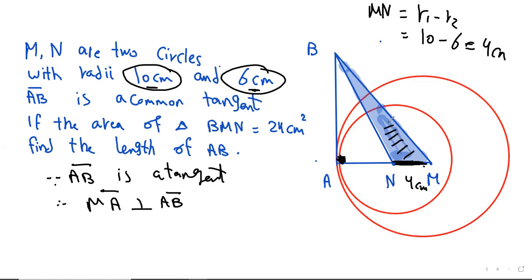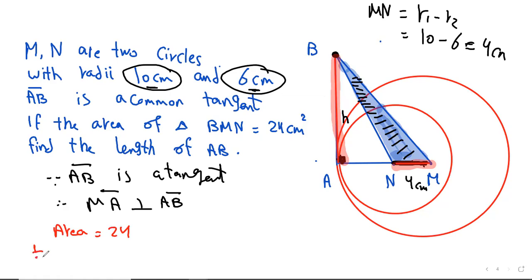The area of this triangle is 24. And the area is half times base times height. Where is the base? We consider MN the base. And for the height, from the highest point of the triangle, we go perpendicular to the extension of the base. The height here is colored in red, and the base here is MN. And the area is 24.